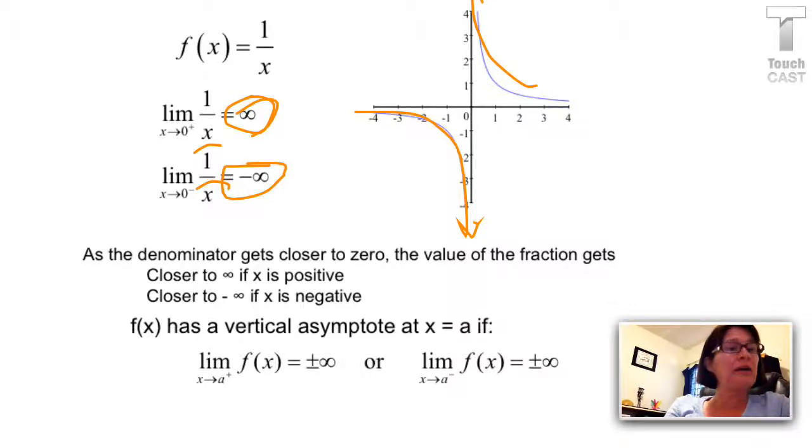So we define a vertical asymptote. There's a vertical asymptote of a function at x equals a if the limit as x approaches a from the right is either positive or negative infinity, or if the limit as x approaches a from the left is either positive or negative infinity. So you can see here we would say that this function, f of x equals 1 over x, has a vertical asymptote at x equals 0.